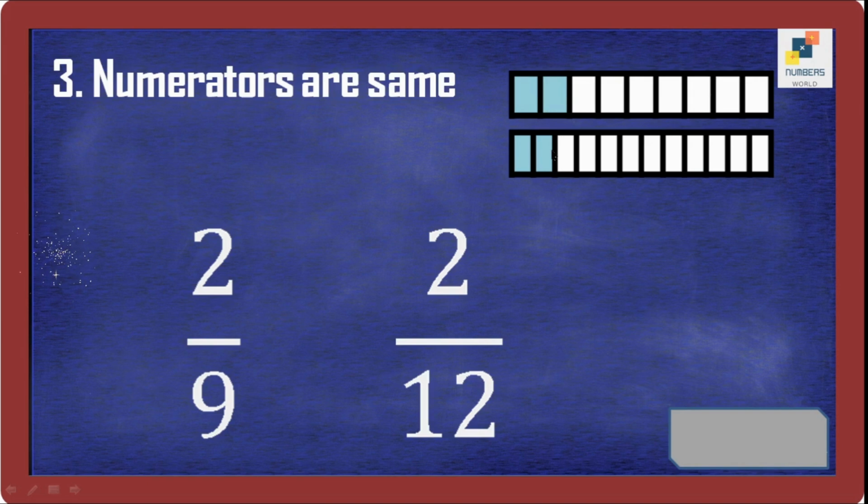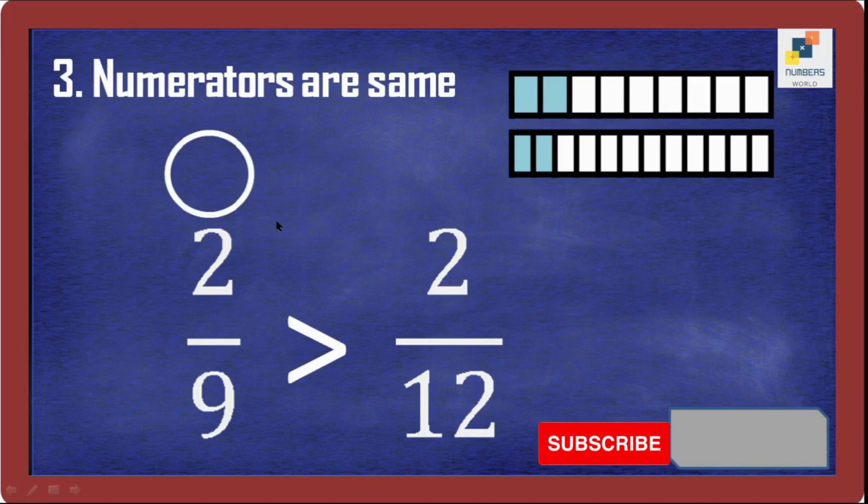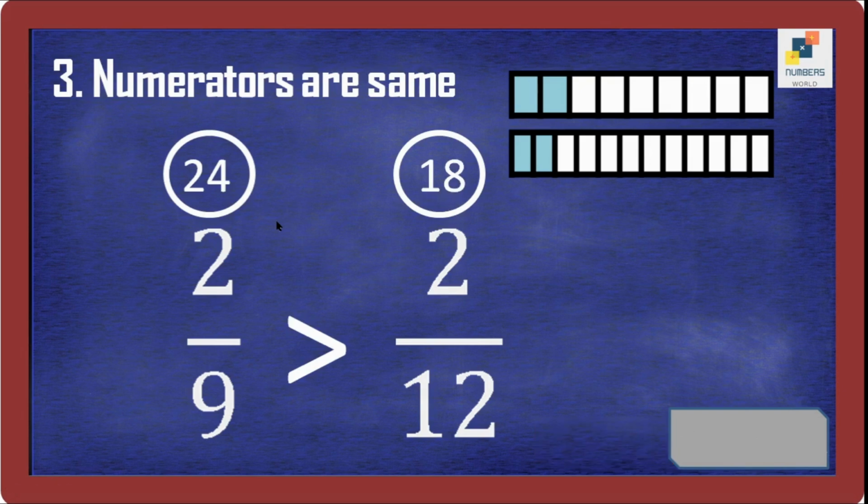So here you may clearly see the area that is covered by the shaded part in figure A is more as compared to the second one. So we may clearly see 2 by 9 is greater than 2 by 12. So we may verify our answer by applying the cross multiplication method as well, as 12 twos are 24 and 9 twos are 18. So 24 is greater than 18. It means 2 by 9 is greater than 2 by 12.